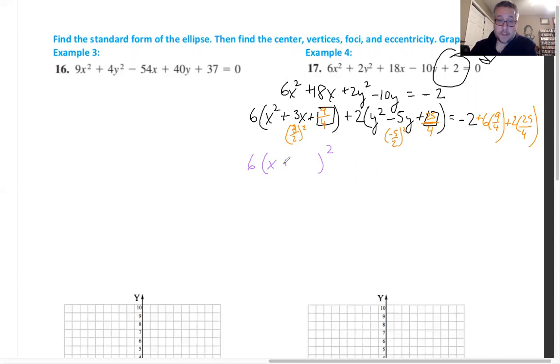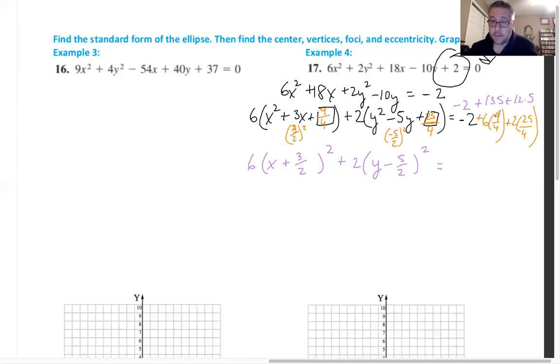So I have x plus, again, half of the 3 is 3/2, plus my 2 times my y, binomial square. So again, I have half of this -5, which is -5/2. And now I have to simplify all of this stuff. So let's see. I have a -2. I have 6 times 9/4. That would be 54/4, which is 13.5. And then I have, let's see, 2 times 25 is 50. 50 divided by 4 is 12.5.